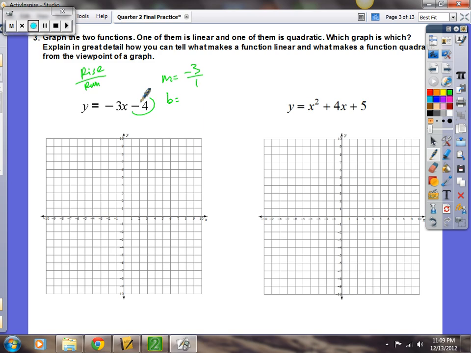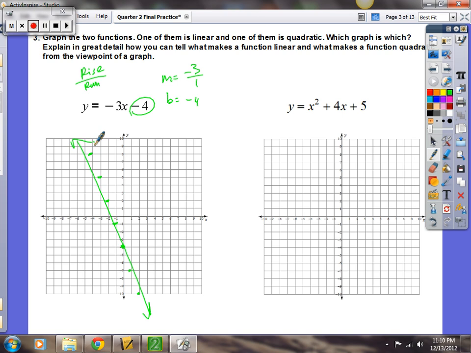B is the number all by itself. B is negative 4. B is your first dot. B is your y-intercept. So on the y-axis at negative 4, I've got a dot. Then I just use my rise over my run, how fast it changes. Every time it goes down 3, over 1, down 3, over 1, up 3, left 1, up 3, left 1. So kind of fill in the dots. Your line, a linear line, is straight. It goes forever in both directions.